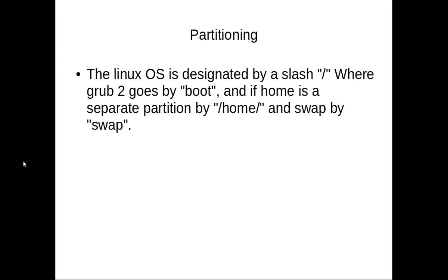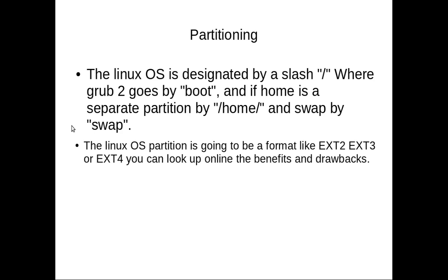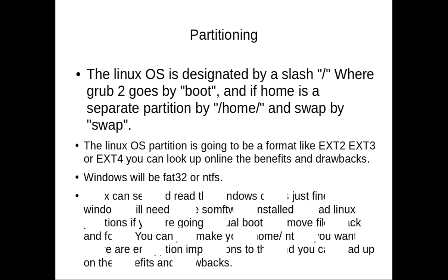Partitioning. The Linux operating system is designated by a slash, where grub 2 goes by boot, and if home is a separate partition, by /home/, and swap by swap. The Linux operating system partition is going to be a format like ext2, 3, or 4. You can look up online the benefits and the drawbacks of each. Windows will be FAT32 or NTFS.